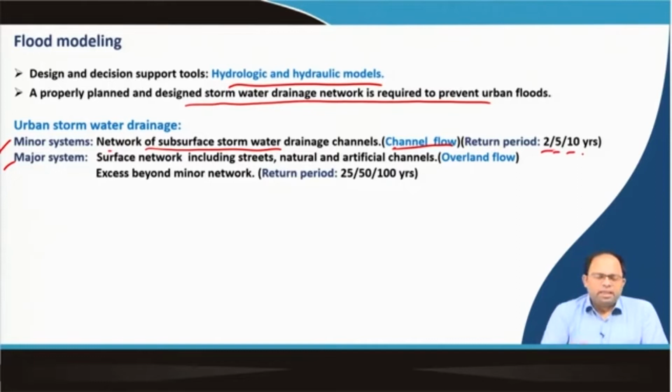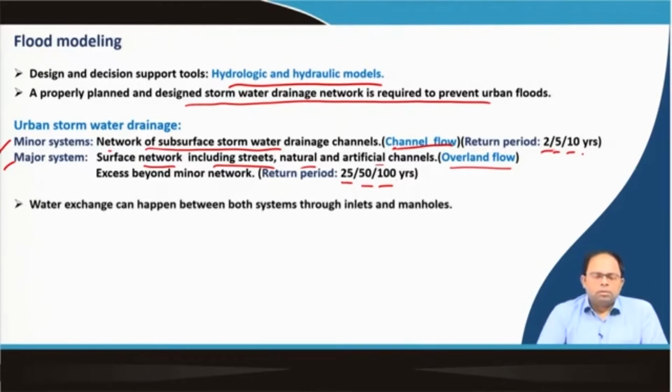And similarly, the major system refers to surface networks in the urban area, which are streets, natural and artificial channels, and this is also referred to as overland flow. That means the water flows over land, and sometimes it may flow along the streets, sometimes along the natural or the artificial channels and so on. In this case, the return period is a little bit more, that is 25, 50 or 100 years.